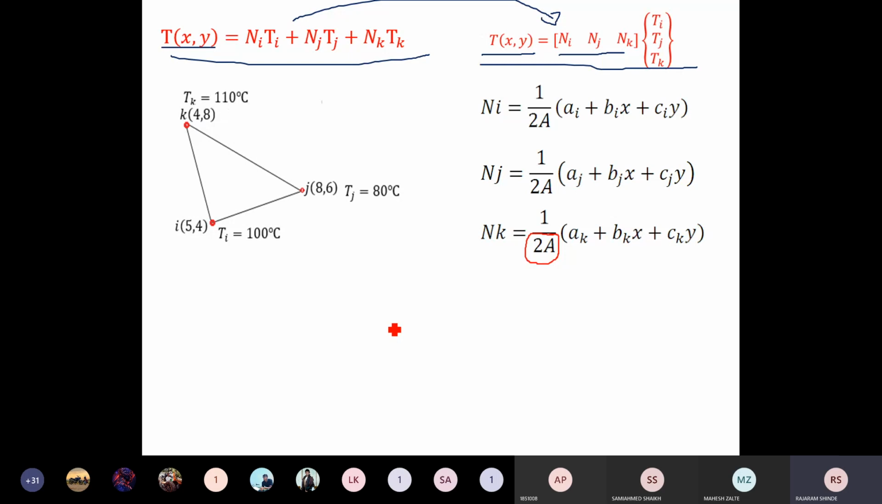Akshay Shinde, you tell me how to calculate the 2A. 2A, Akshay Shinde. Yes, sir. Yes.